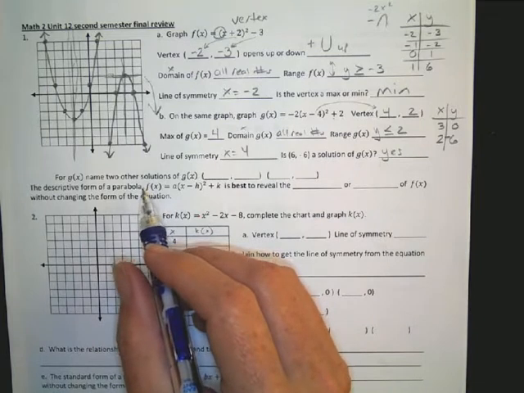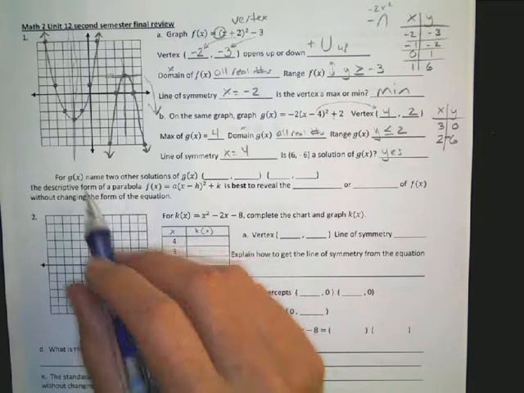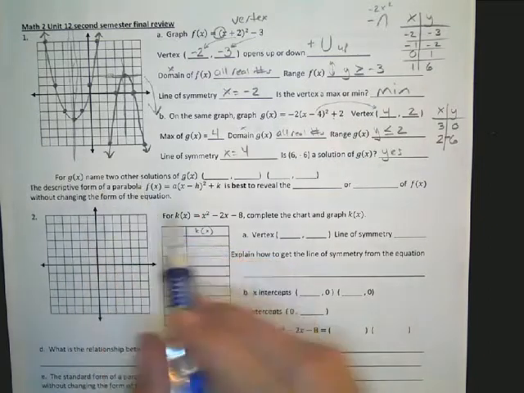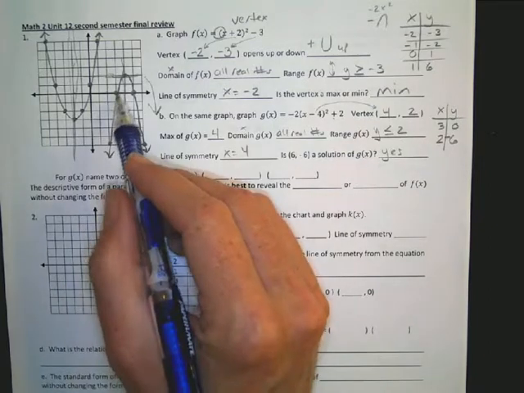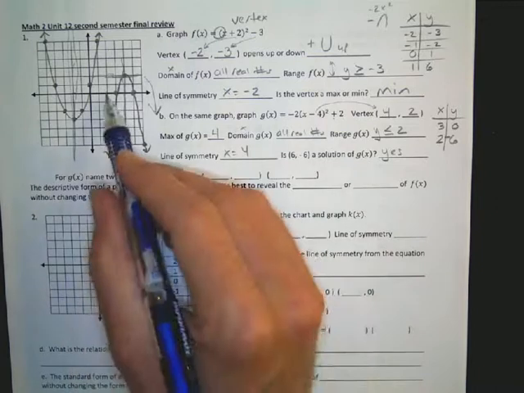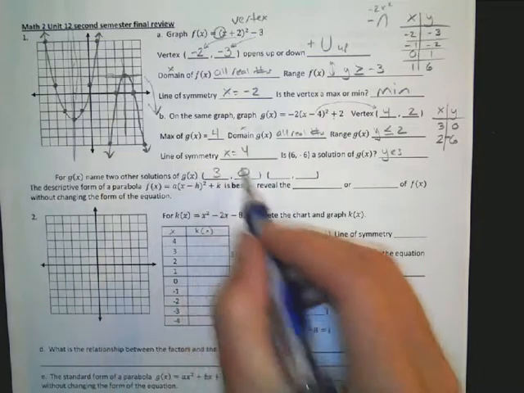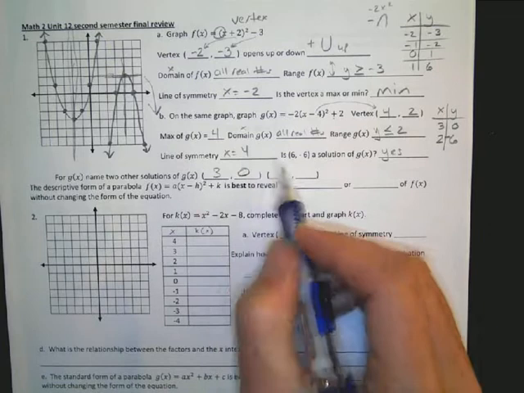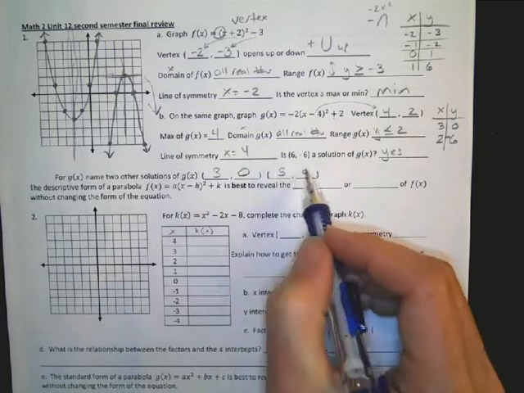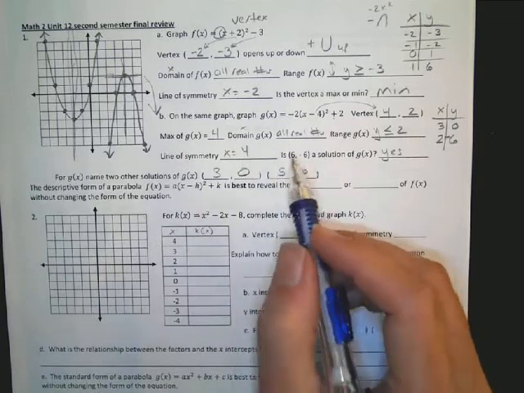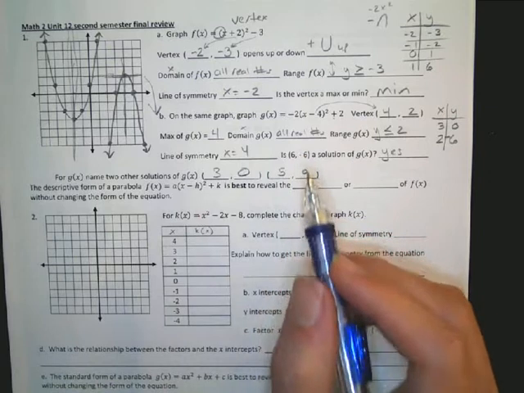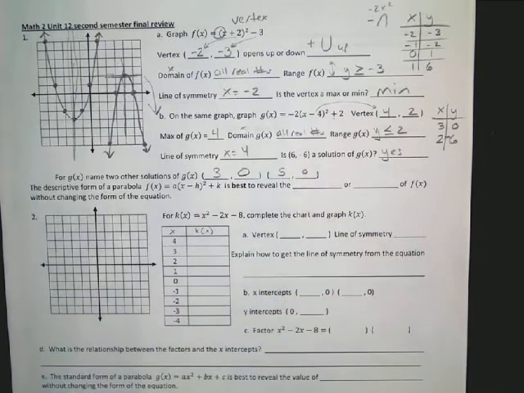Name two other solutions of g of x. In this case, I'm going to go ahead and put my points that are at the x-axis. So I'm going to select 3, 0, and I also select this one on the other side, 5, 0. Those are my other solutions for g of x, and those are our normal type of solutions, where it crosses the x-axis or crosses another point.